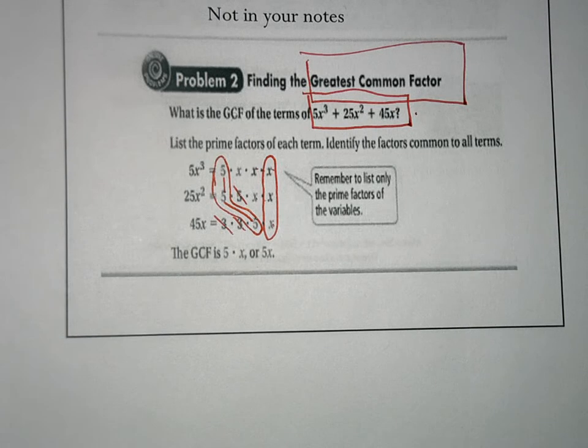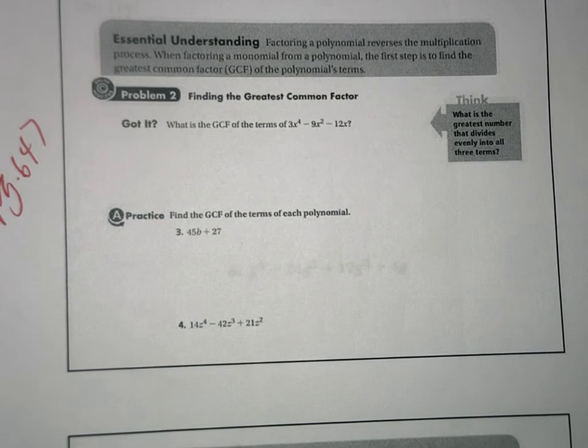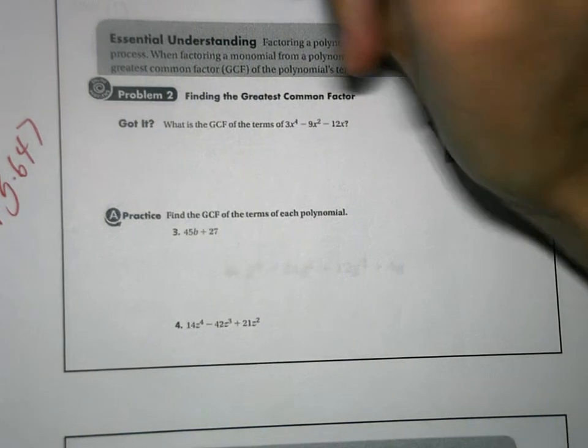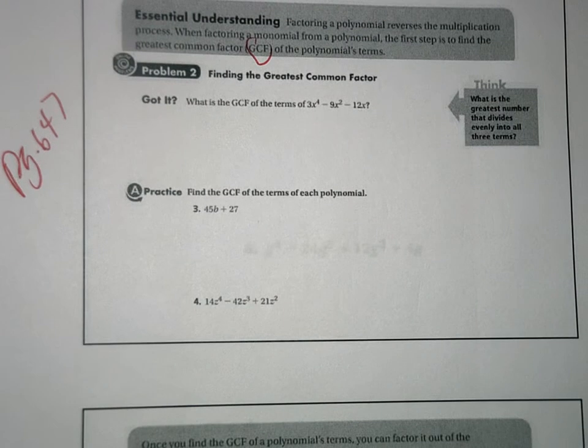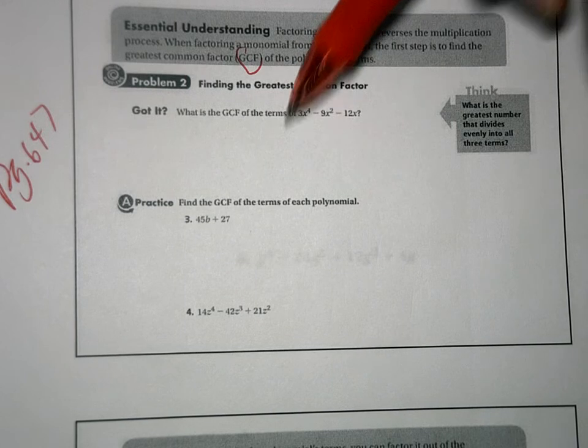Okay, so still on page 647, I want you to go to problem number 2. So again, we're on page 647. And what they've said here, under the essential understanding, is that factoring a polynomial reverses the multiplication process. When factoring a monomial from a polynomial, the first step is to find the greatest common factor, also known as GCF, of the polynomial terms. It says, what is the GCF of this equation?